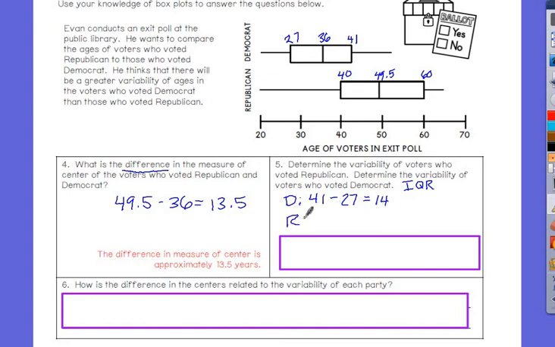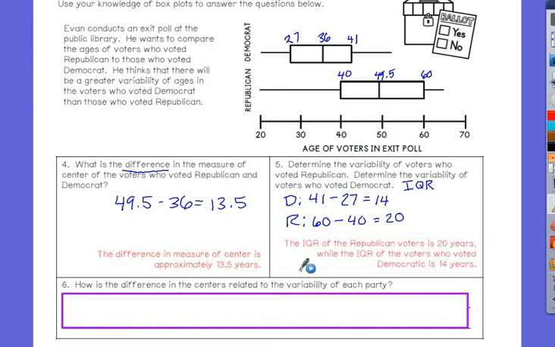Okay. Republican, finding my IQR. 60 is my Q3. Minus Q1 is 40. What's my IQR here? 20. All right. So, in word form here, the IQR, did we get the same numbers? We did. Republican voters have a span of 20 years, and Democrat has a span of 14 years.